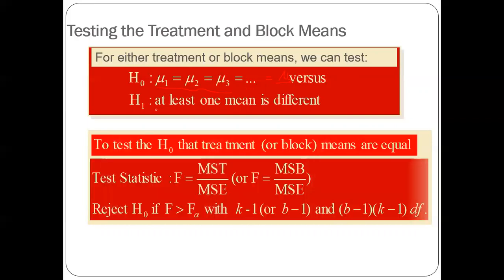So to test our null hypothesis, the treatment or the block means must be equal. How do we test our statistic of F? It refers to MST divided by MSE, or we can also refer to MSB divided by MSE. We are going to reject our null hypothesis if our F test statistic is greater than the value of F alpha that we refer to in the table.